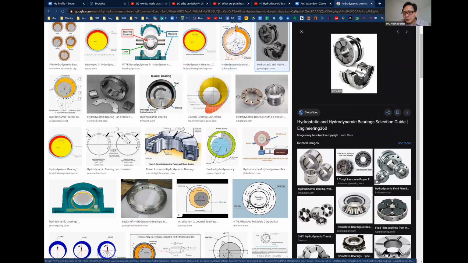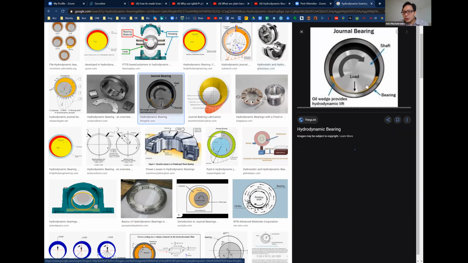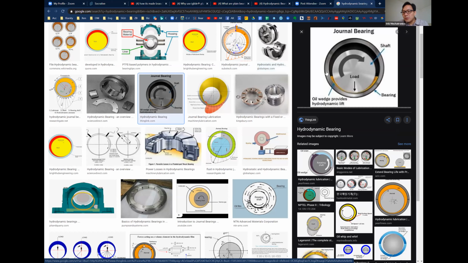You see this little hole? I don't know whether it's too small on your screen. This little hole is where the oil is being pumped in. It can be a grease, but many times it's oil. So this shaft is actually immersed. There is oil flowing between the shaft and the plain bearing. This is what you have in your car.